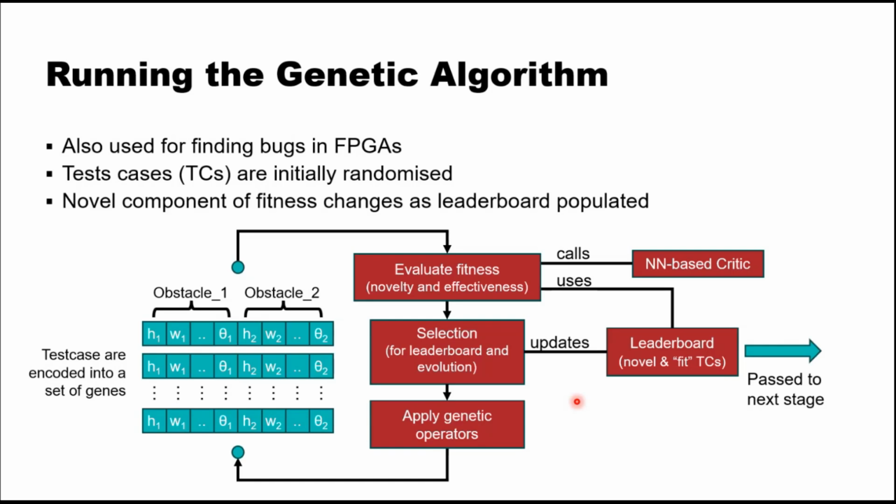Starting on the left, we start with a population of test cases, and then going through the loop, we first evaluate the fitness, or quality, of each test case. We're using the neural network-based critic to say how close the drone flies to that obstacle configuration. Then we're using a leaderboard of test cases that we currently think are good to assess how novel that test case is. We then go through a selection phase where we update the leaderboard with the best test cases in our population at that time. The genetic algorithm then applies genetic operators to hopefully improve the population, and the process repeats.